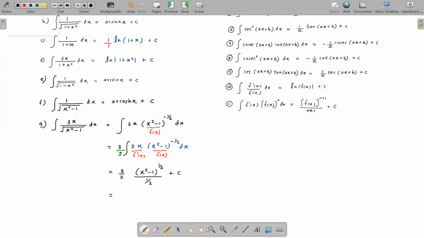So what do we get? 3 over 2 divided by half. The 2 and 2 cancel. We get 3 times x square minus 1 to the power half plus c. Okay. Then let's go to the next one.